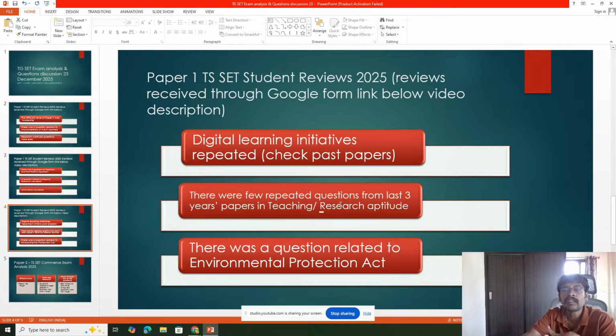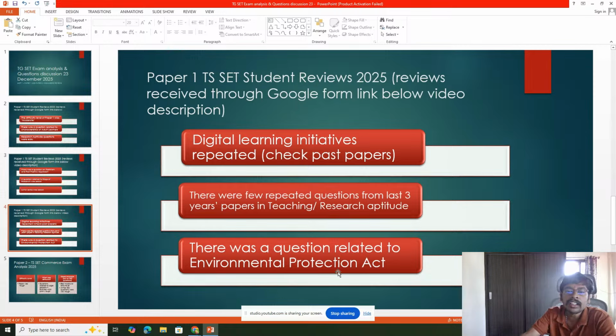These questions were from previous years' papers, and there were a few repeated questions from the last 3 years' papers in teaching and research aptitude. If you clearly analyze the last 3 years' papers, or do last minute revision, whoever is going to appear for the exam on December 24th, analyze the last 3 years' papers and find out what questions were asked in teaching and research aptitude. Either the concept gets repeated or the question gets repeated.